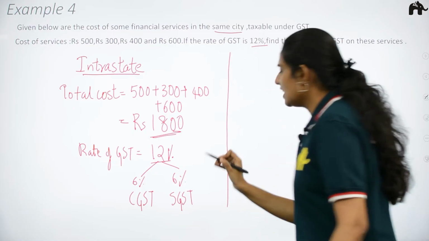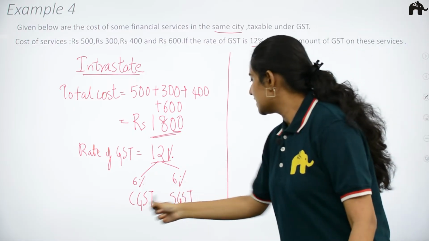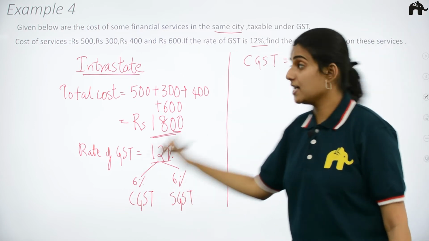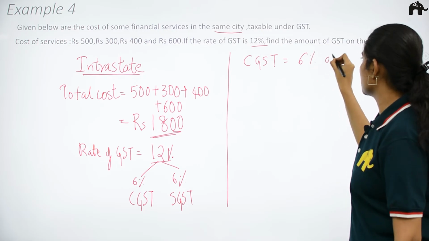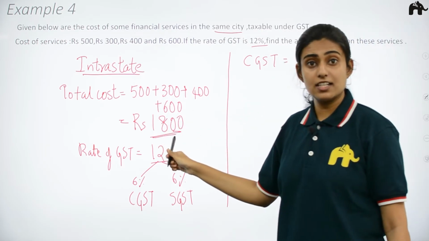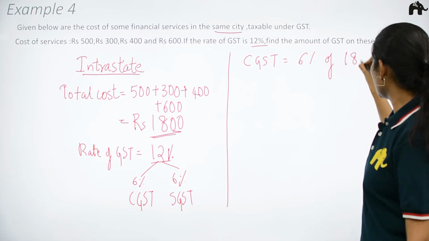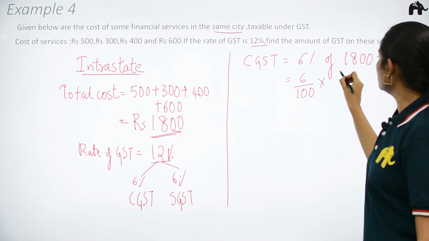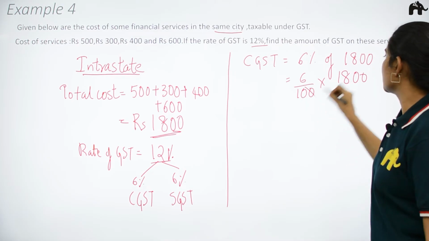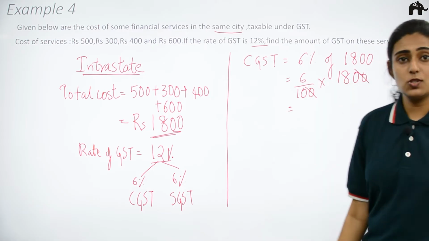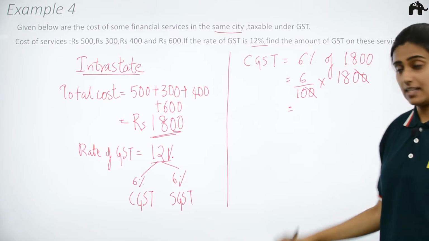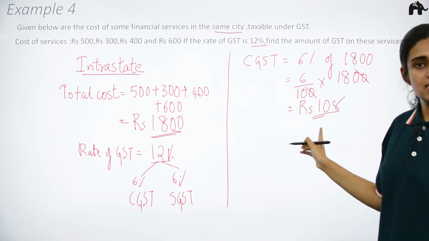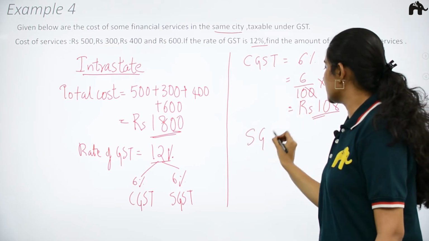Now we just need to find the tax amount. First, let's calculate CGST. CGST will be equal to 6% of the total cost. 6% of total cost. That is 6 by 100 into 1,800. Cancelling out zeros. 18 into 6. How much do you get? Yes, rupees 108. This is the CGST.